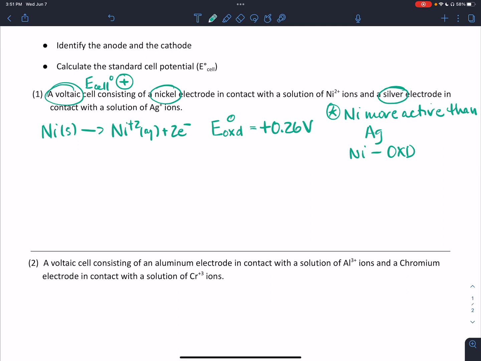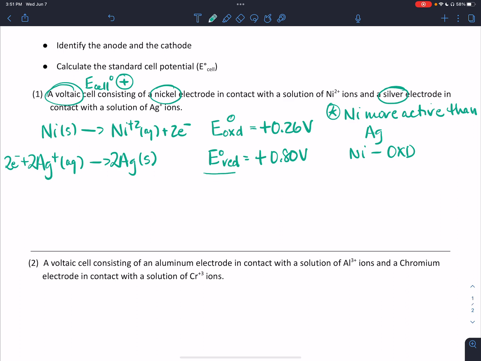Now I'm going to do my reduction. If nickel is being oxidized, the silver ions must be reduced. So Ag+ yields Ag solid. Two electrons are transferring, so I'm going to have 2 ions and 2 metals. I check my reduction table, and I see that the reduction potential for silver ions to silver is a positive 0.80 volts.